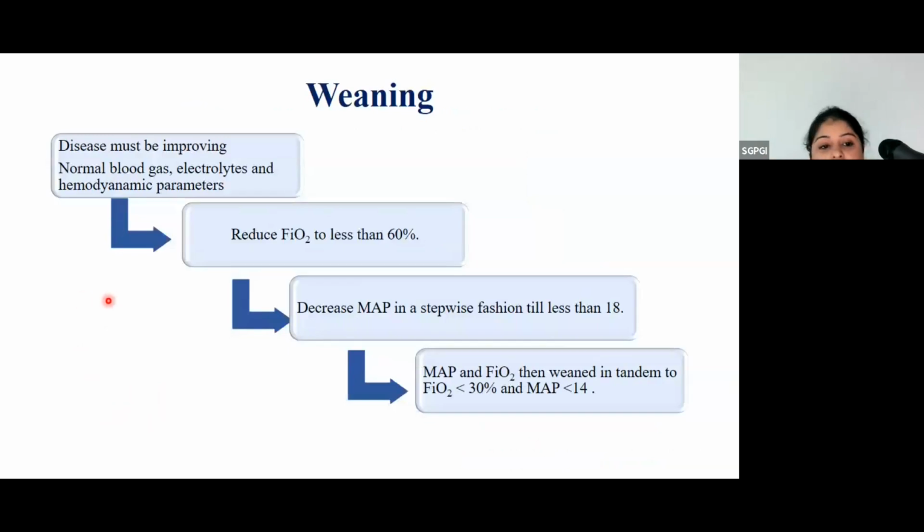Now for the weaning process, the disease process must be improving. First of all, there should be normal blood gases, electrolytes, and hemodynamic parameters. The FiO2 requirement should have come down to less than 60%, and the mean airway pressure should be decreasing in a stepwise fashion till at least less than 18. Once it is less than 18 and FiO2 is less than 60%, we can decrease mean airway pressure and FiO2 in tandem to at least FiO2 less than 30% and mean airway pressure less than 14. Further, we can plan extubation or changing to a conventional mode of ventilation.